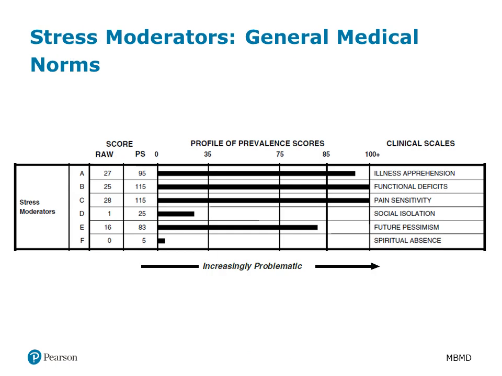So this next section is the stress moderators. Again, back looking at the table expressed in general medical norms. This section notes the patient's personal and social assets and liabilities and how they may affect his ability to manage the stressors and burdens of his medical condition and his treatment. We would consider as liabilities his illness apprehension, functional deficits, pain sensitivity, and future pessimism. We would consider as assets his social support and spiritual faith.